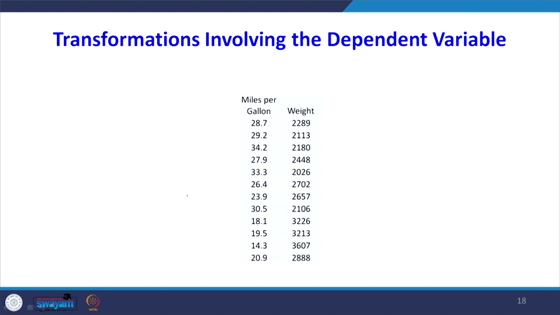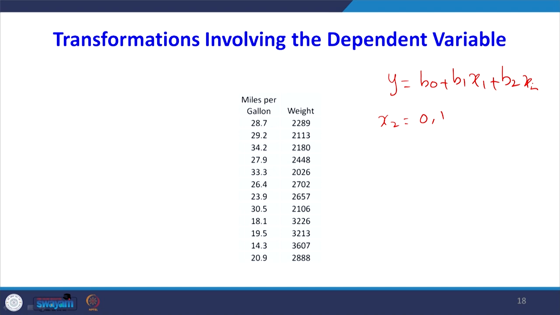So far, we have done some transformations only on the independent variable. For example, y equal to b0 plus b1 x1 plus b2 x2. Suppose x2 is a categorical variable, assume that. What we have done, if x2 can have only 2 values, say 0, 1, gender. So, we have done a modification. What modification we have done? We have introduced a dummy variable, then we have done the model.